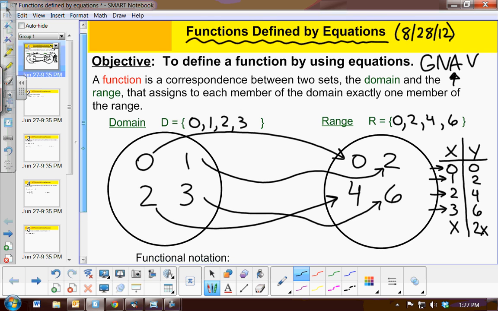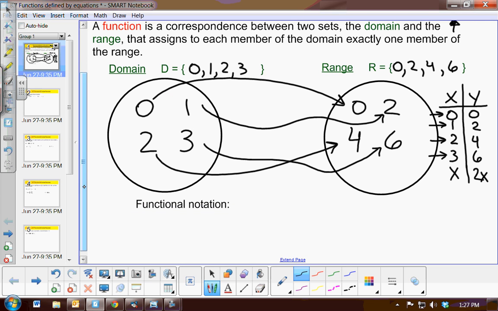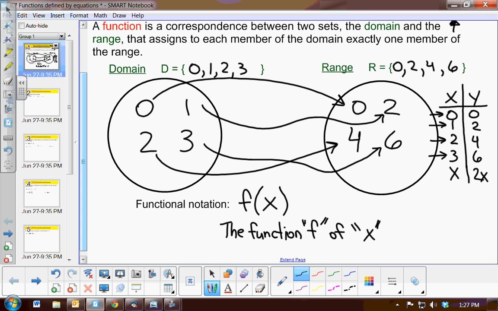Well, let's write this in function notation. Now, function notation is written a specific way. This is a function because each input has exactly one output. So we're going to call it the function f, and our domain values we've labeled as x. So f of x does not mean multiplication. This means the function, and its title is f, of the domain values x. The function f of x.